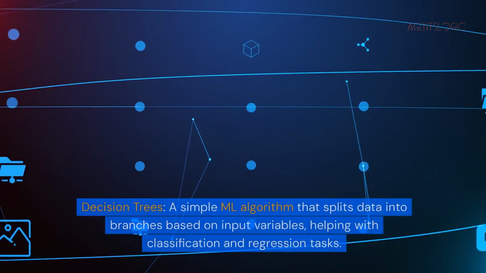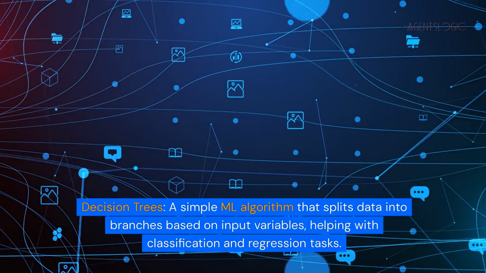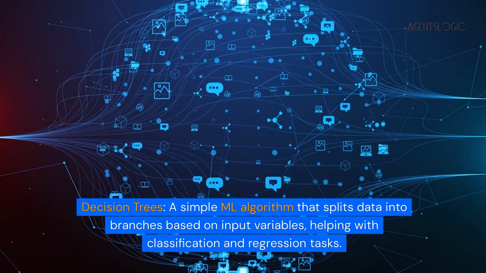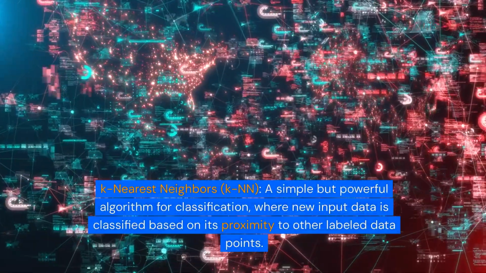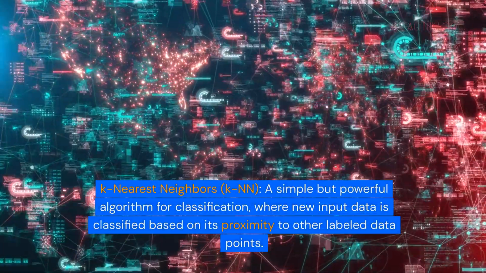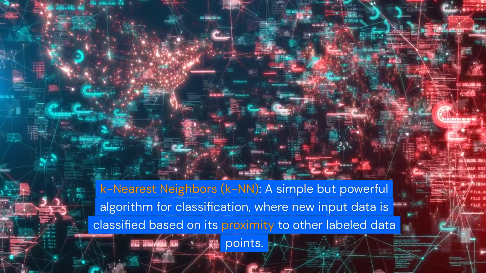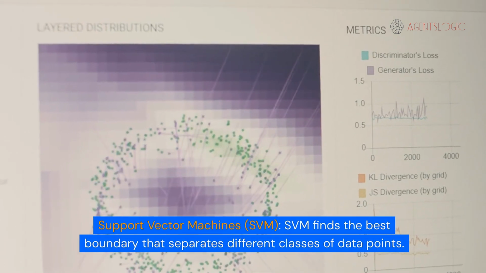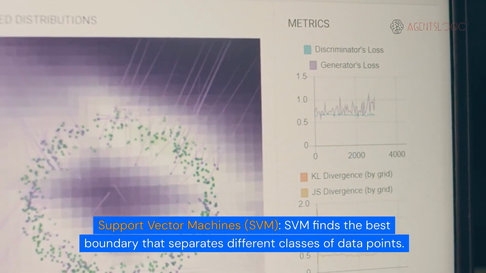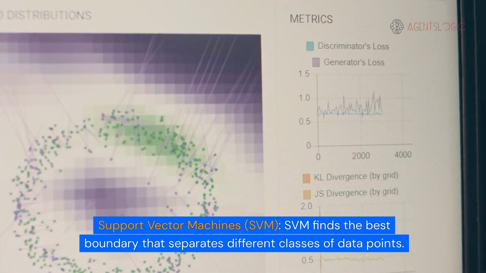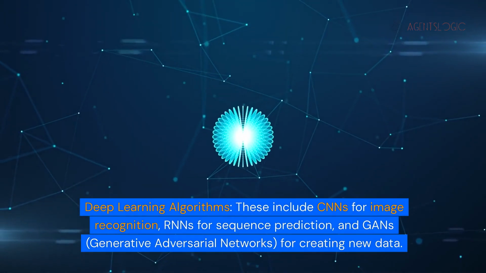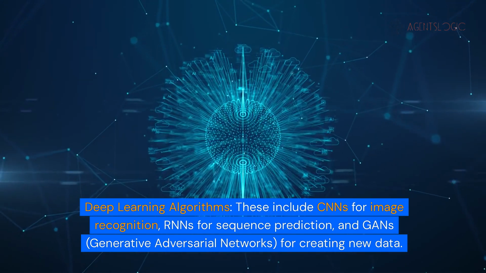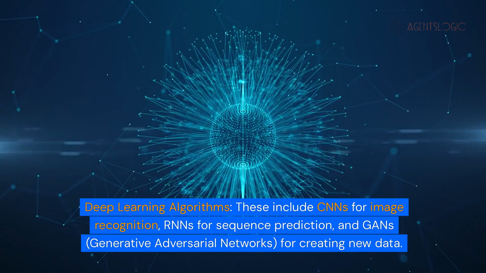AI algorithms. Decision trees. A simple ML algorithm that splits data into branches based on input variables, helping with classification and regression tasks. Nearest neighbors, KNN. A simple but powerful algorithm for classification, where new input data is classified based on its proximity to other labeled data points. Support vector machines, SVM. SVM finds the best boundary that separates different classes of data points. Deep learning algorithms. These include CNNs for image recognition, RNNs for sequence prediction, and GANs, generative adversarial networks, for creating new data.